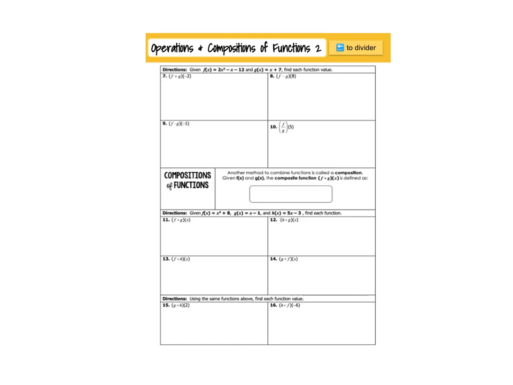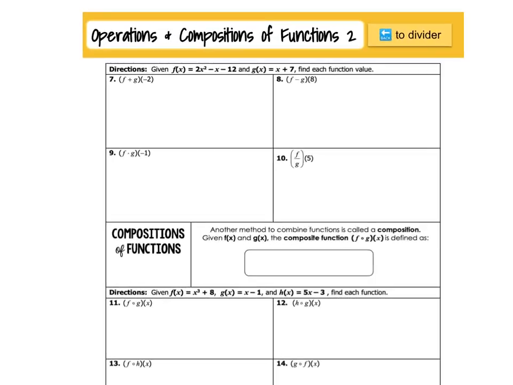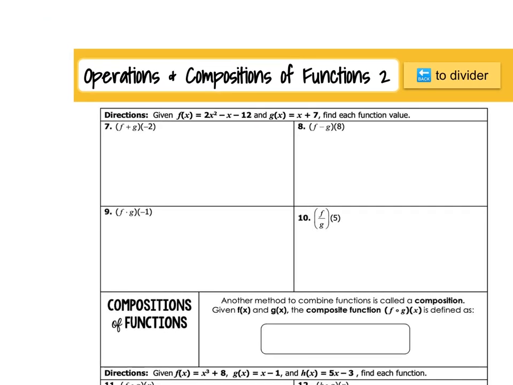However, they gave you a number to evaluate. So this is how we're going to do it. I'm just going to show one example. f plus g of negative 2. There are two ways. You can do the operation of functions first, and then put that negative 2 in to evaluate. Or you can do this: I'm going to find f of negative 2 and g of negative 2 separately, and then combine them later.